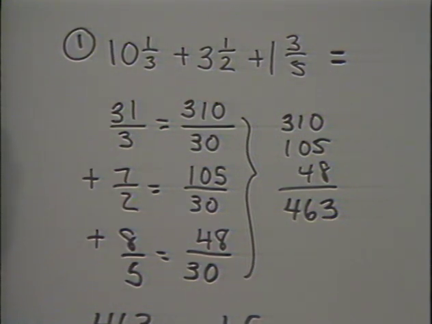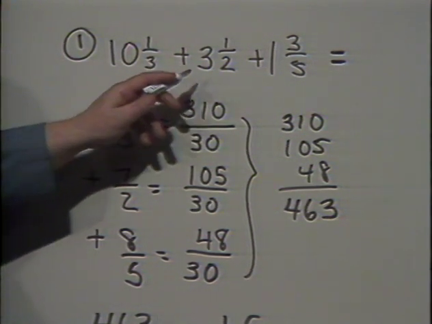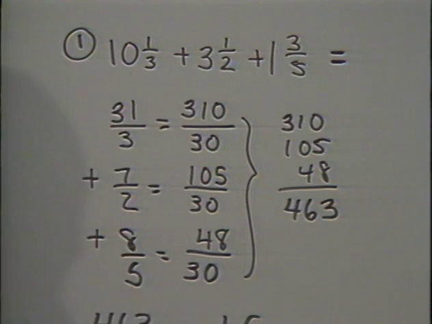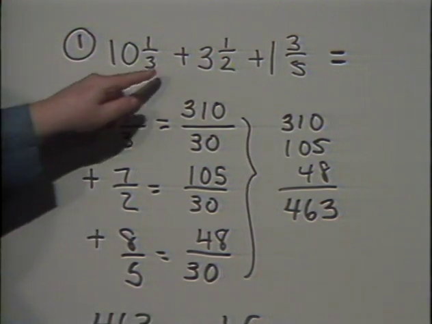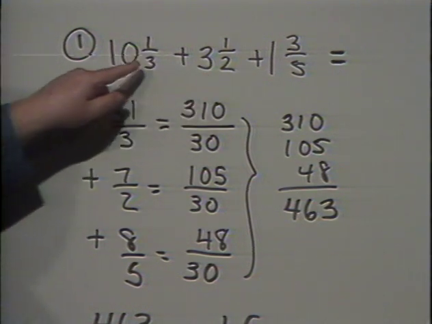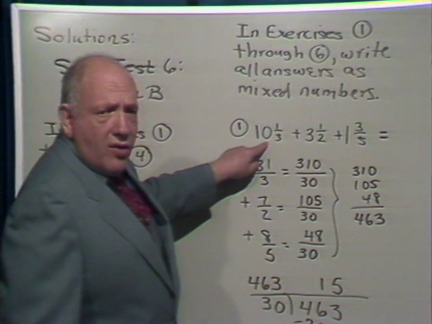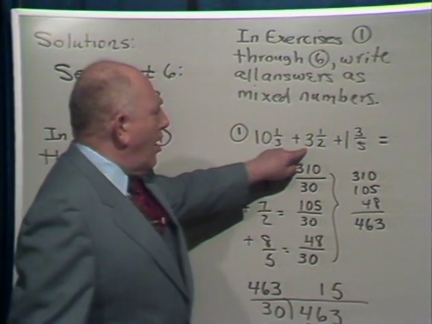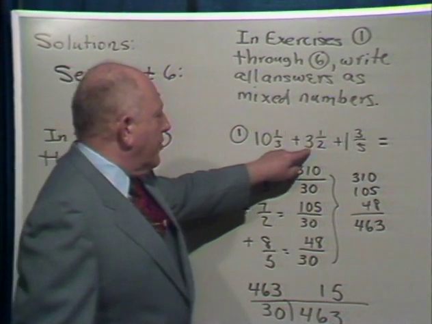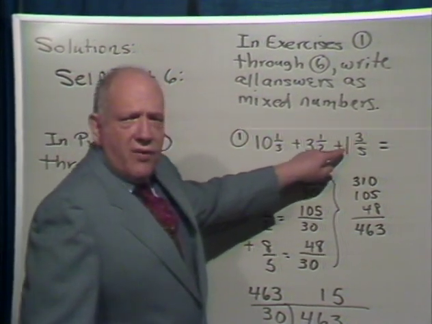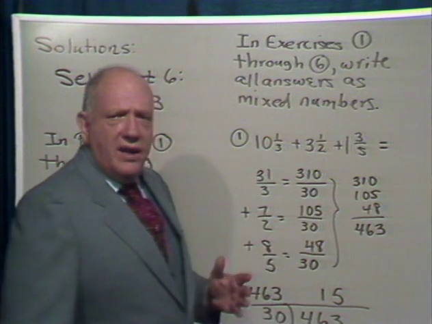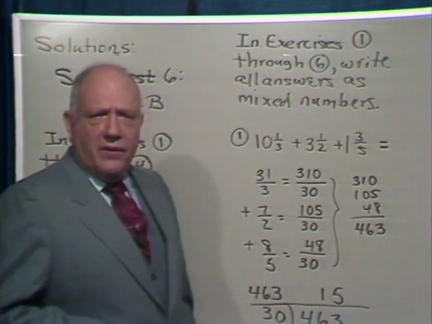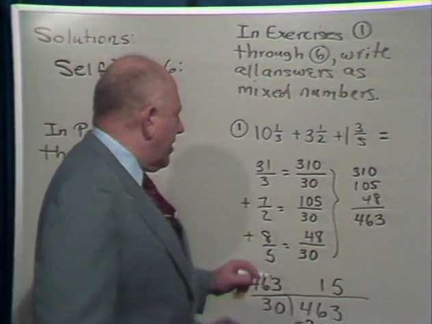Problem number 1 says 10 1/3 plus 3 1/2 plus 1 3/5. We want to find out what that answer is. And by the way, don't be afraid to estimate answers here. 10 1/3 rounded off to the nearest whole number is 10. 3 1/2 is around, let's just call it 3. 10 and 3 is 13. And 1 3/5 rounds off to 2. That's 15. So we expect an answer around 15. Okay? Now let's just see what happens.